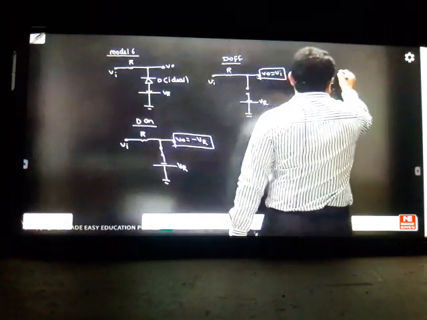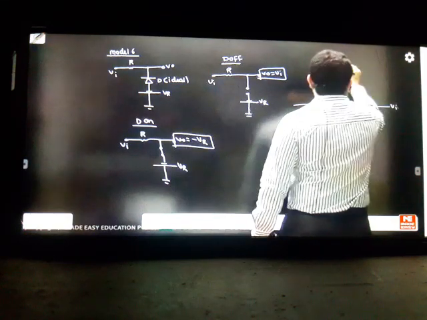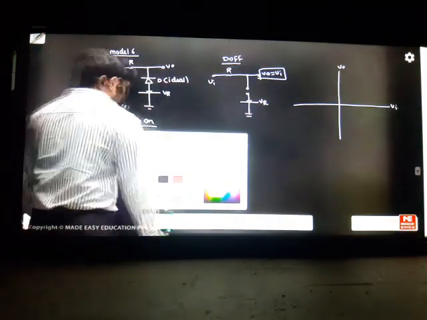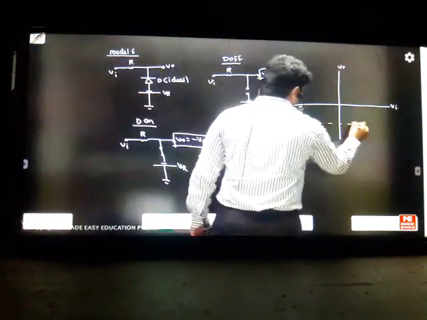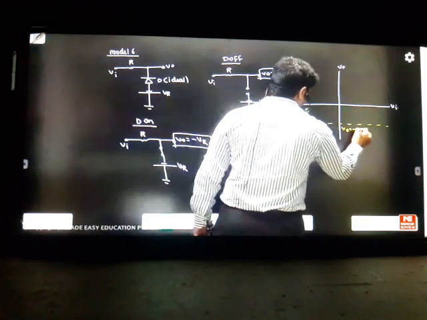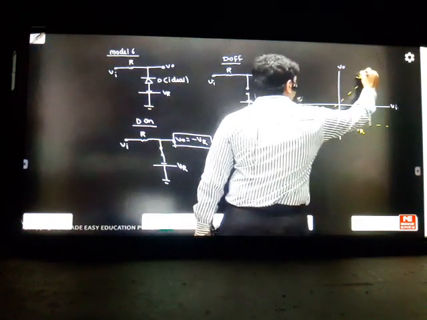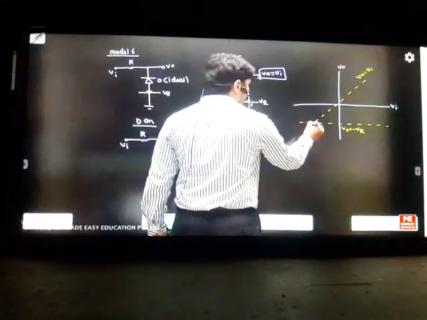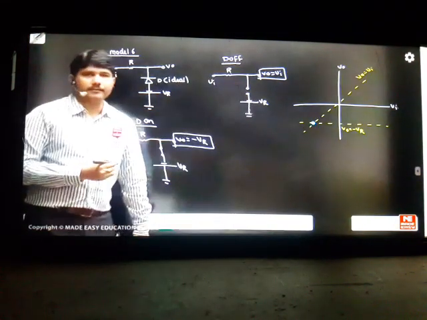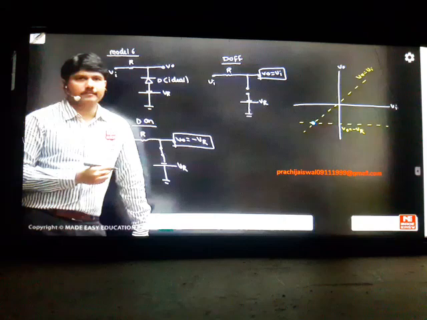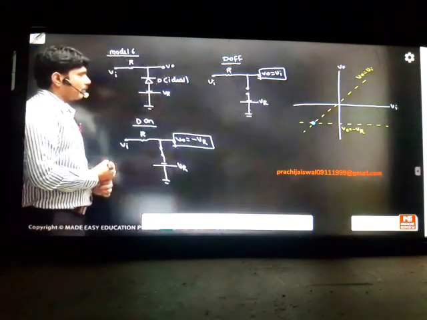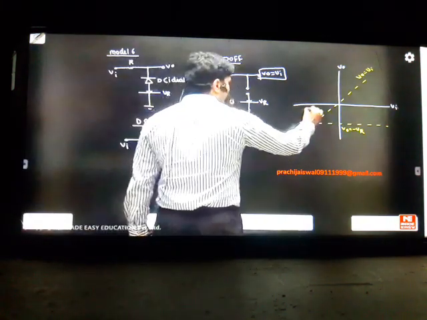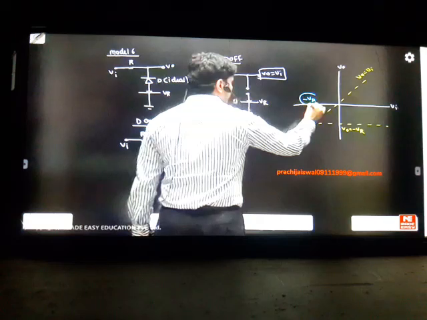The transfer characteristics I draw here. One line is a negative constant line: output is equal to minus VR. Another line is a 45 degrees line: output equal to input. Like this, we are getting 2 lines. We have an intersection point between the 2 lines. This is the break point, we can say, at minus VR.